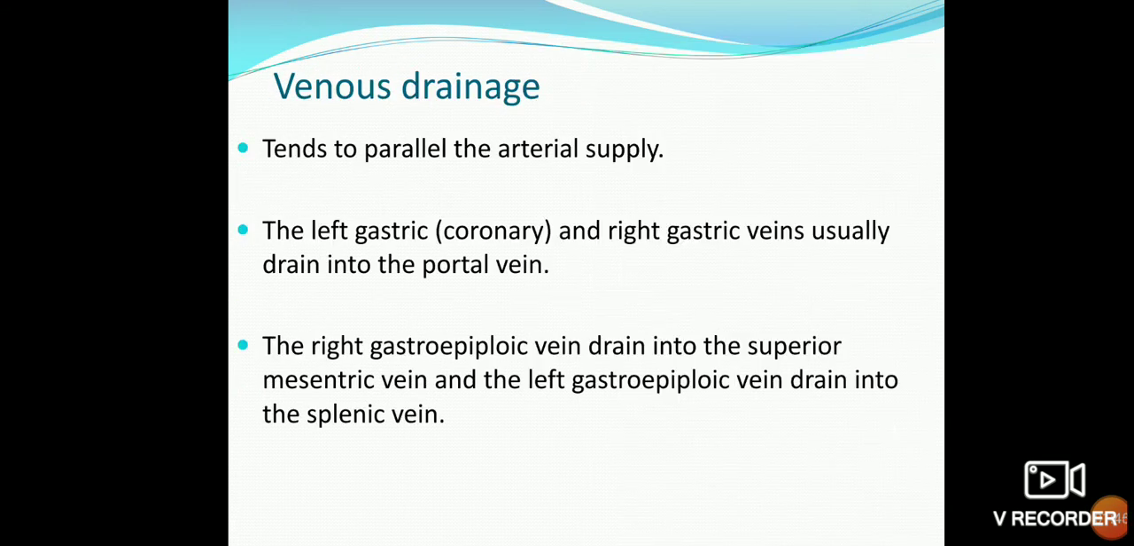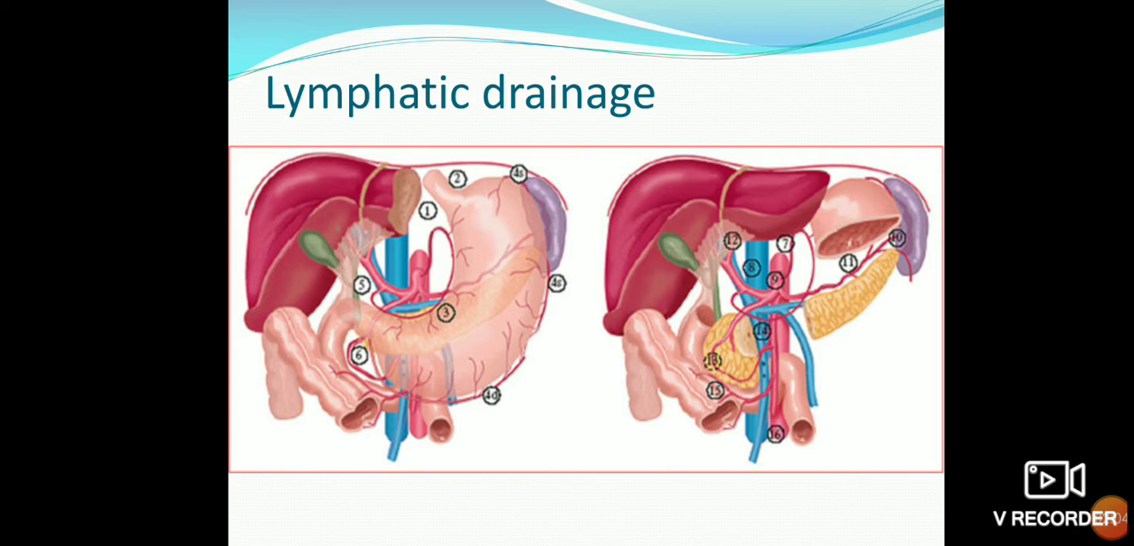Venous drainage tends to parallel the arterial supply. The left gastric (coronary) vein and right gastric veins usually drain into the portal vein. The right gastroepiploic vein drains into the superior mesenteric vein, and the left gastroepiploic vein drains into the splenic vein. Lymphatic drainage.